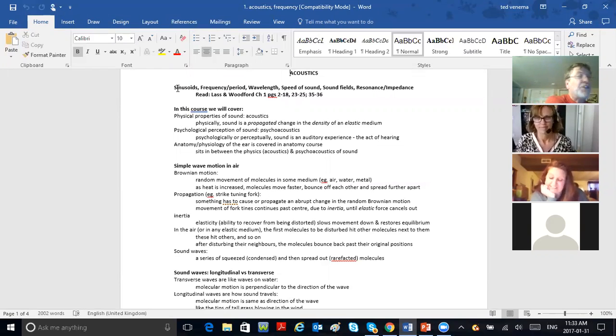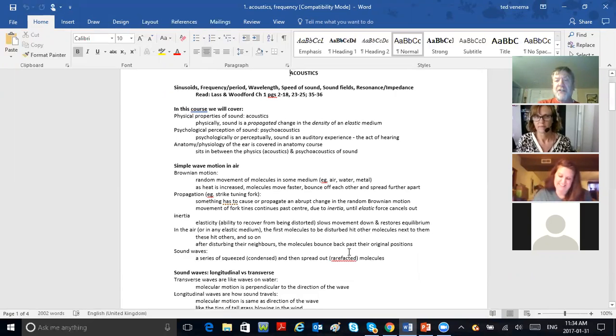Propagated change just means this. I did it. Something made it happen. If a tree falls in the woods and nobody's there, is there a sound? Yes, there is, because what is physics? What is sound? It's a propagated change in the density of an elastic medium.